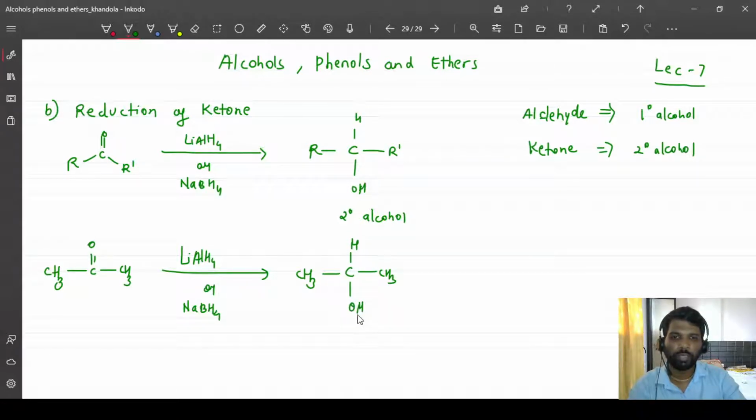Now, what is the name of this alcohol? I can be very specific over here while giving the name. This is the general reaction. This is a secondary alcohol, and the name is propan-2-ol, because the OH group is at the second position. One, two, three. The OH group is at the second position. Reagent: lithium aluminum hydride or sodium borohydride.